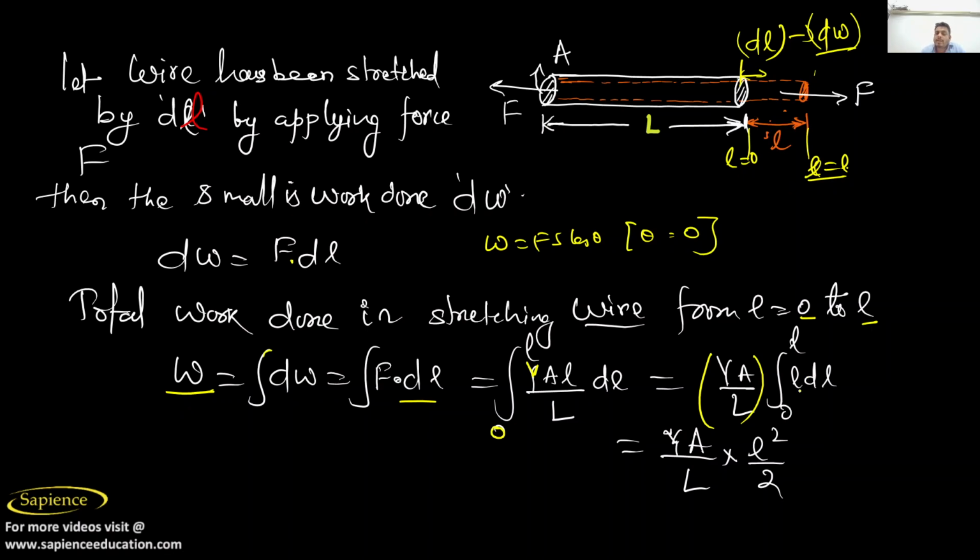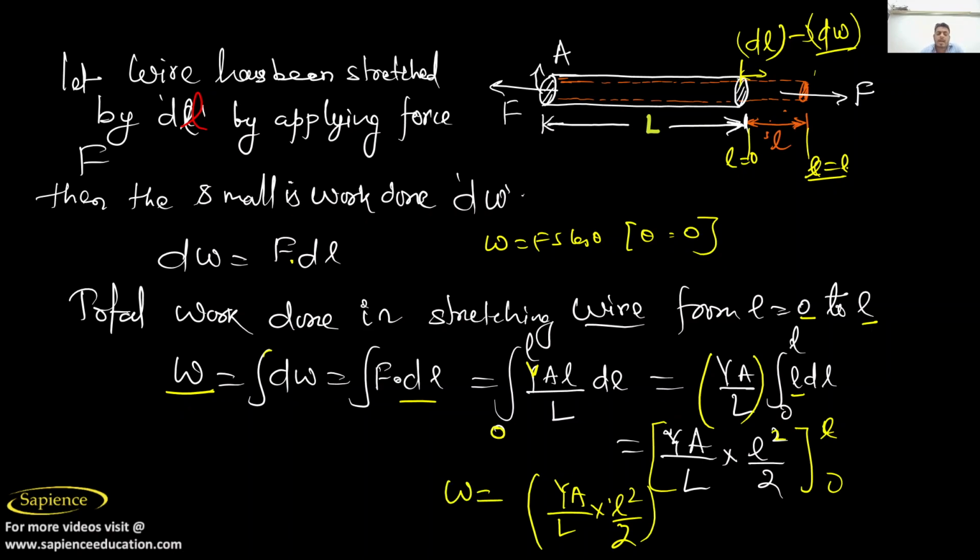Now what is variable? Small l is variable, because it starts from 0 to L. We don't know the values, right? Now you know integration: integration of l dl is l square by 2. Putting in the limits 0 to L, you will get Y A by L into L square by 2 only. So you have got this work done.